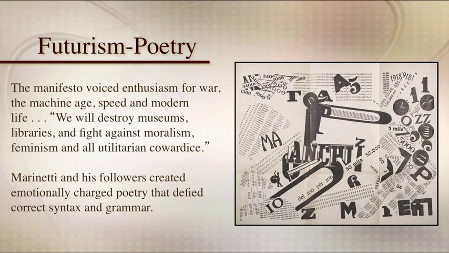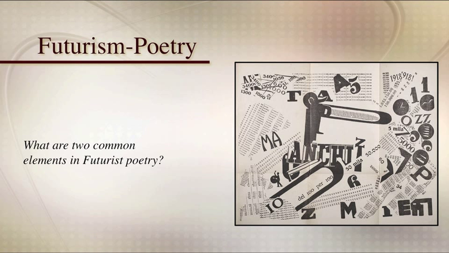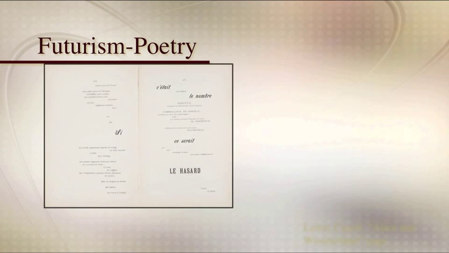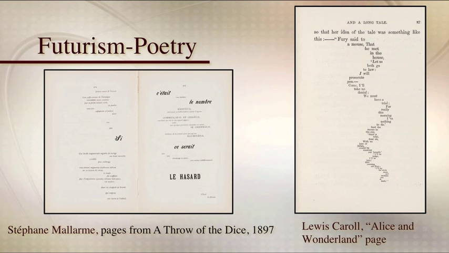So looking at all these slides, I want you to tell me what are 2 common elements in futuristic poetry. Now, most of these modern art movements began as a literary movement. Other examples of futuristic poetry include Lewis Carroll's Alice's Adventures in Wonderland.